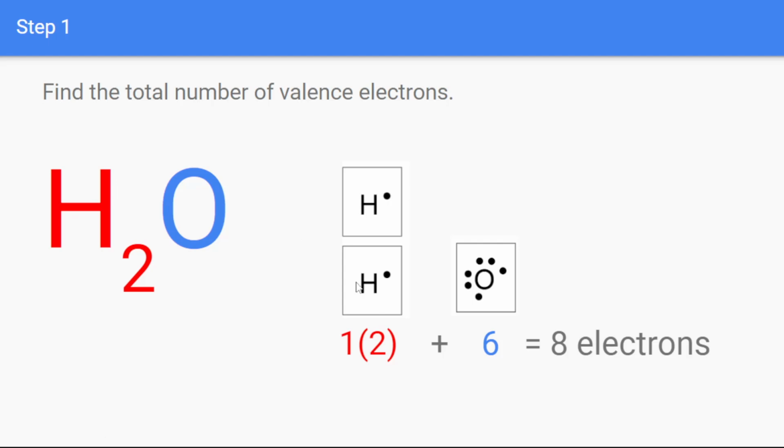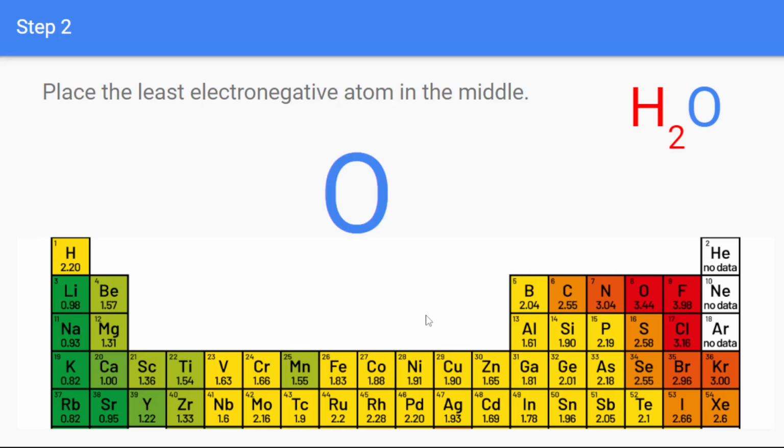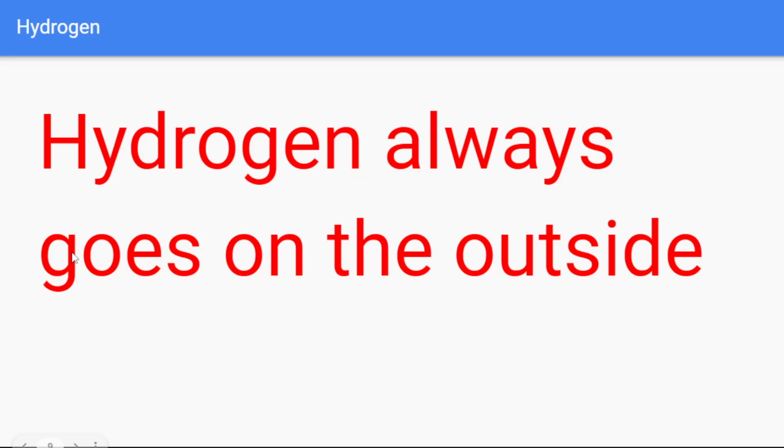Another example. Find the total number of valence electrons. Each hydrogen has 1 electron. There's 2 of them, plus 6 valence electrons for oxygen. That gives you a total of 8. Least electronegative atom in the middle. Oh wait, oxygen is not the least electronegative. Hydrogen is, but here's the deal. Hydrogen is an exception. It always goes on the outside no matter what.